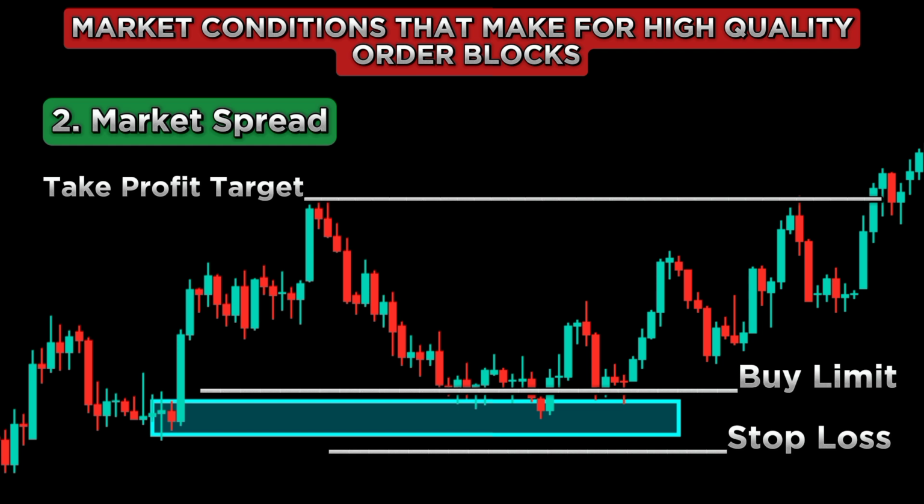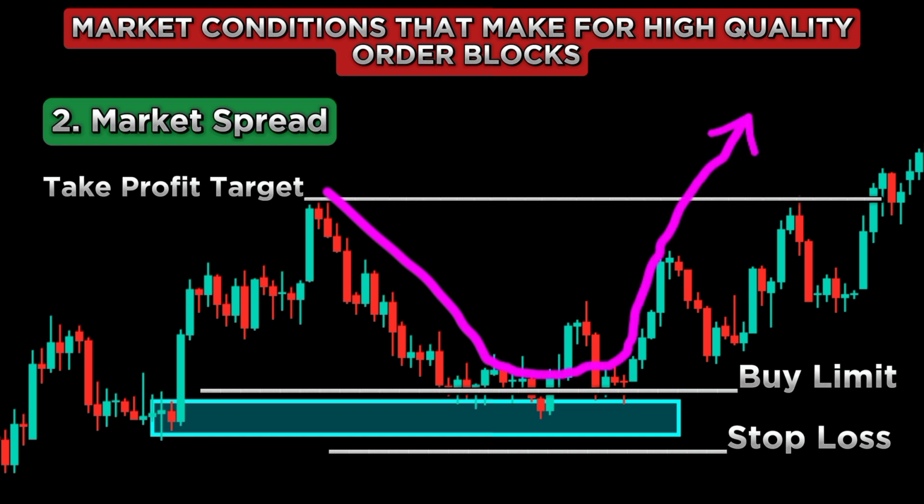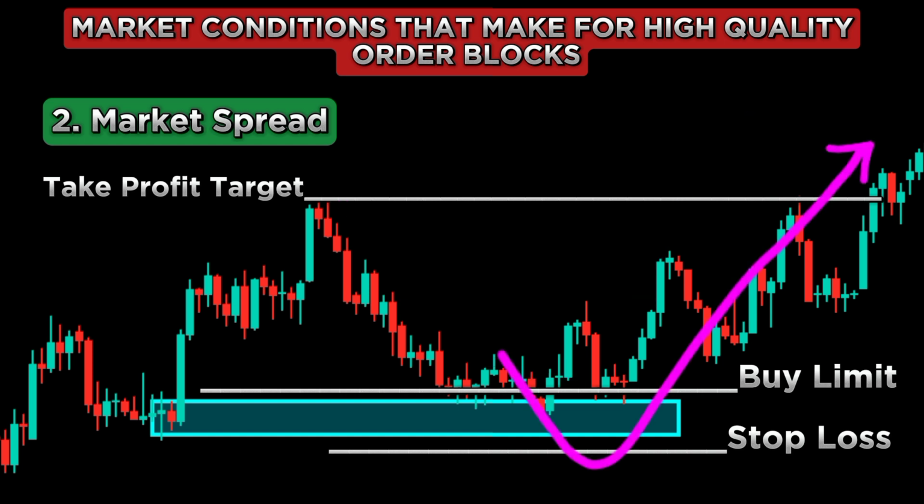Now, after the market structure, the second thing that influences order blocks is the market spread. The spread sometimes, when it's too wide, will not be able to trigger the buy limit, and sometimes it can hit your stop loss too early, which will take you out of the trade too early, even when it's not supposed to be so. This feature greatly affects the high win rate quality on order blocks.